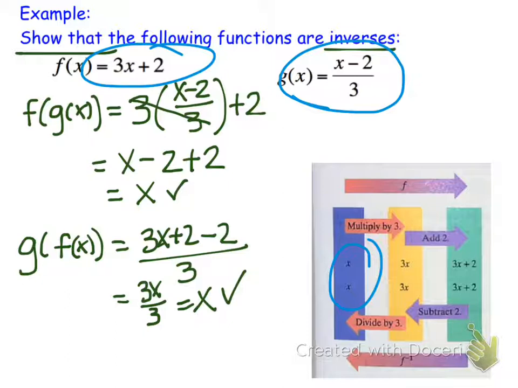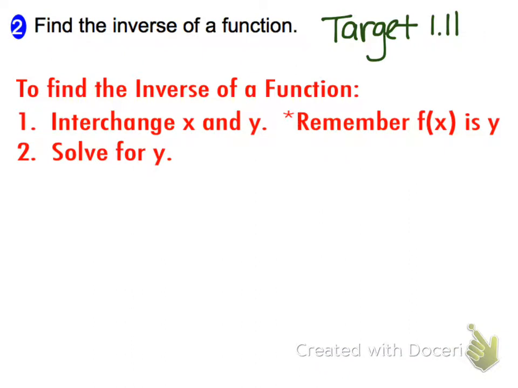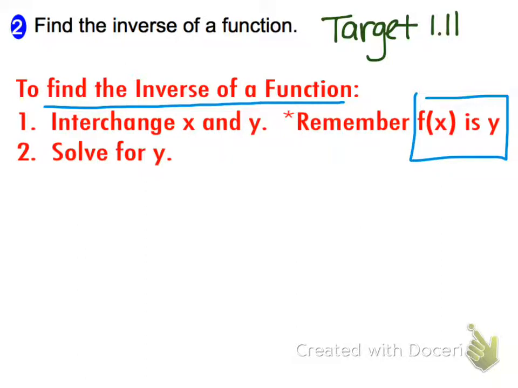Now that we know how to show if two functions are inverses, I want to start by giving you a function and you just finding its inverse. Now, in order to find the inverse of a function, the first thing you'll do is interchange the x and the y. So switch the x and y. The second thing you'll do is solve for y. That answer will be your inverse function. Now, one thing to remember, f of x is the same thing as y. So here, just remember those f of x's mean the same thing as y's.